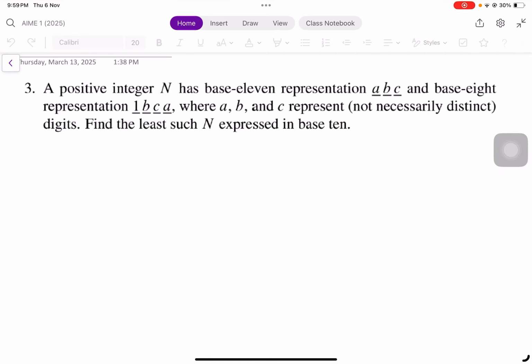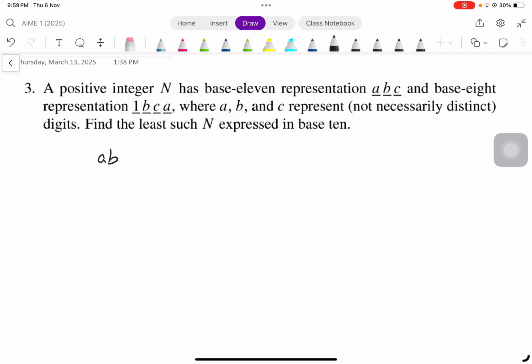A positive integer n has base 11 representation a, b, c. That means abc is in base 11. It also has base 8 representation 1, b, c, a. That means 1bca, which is actually base 8. Here a, b, c represent not necessarily distinct digits. Find the least such n expressed in base 10.